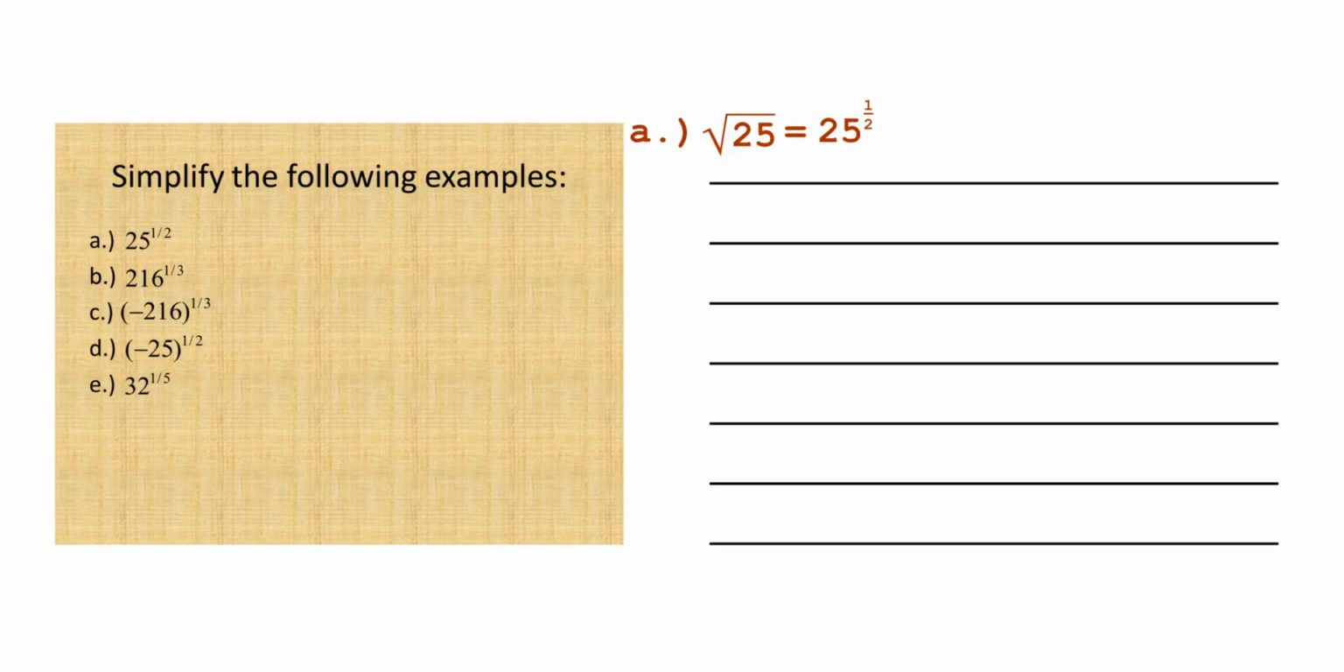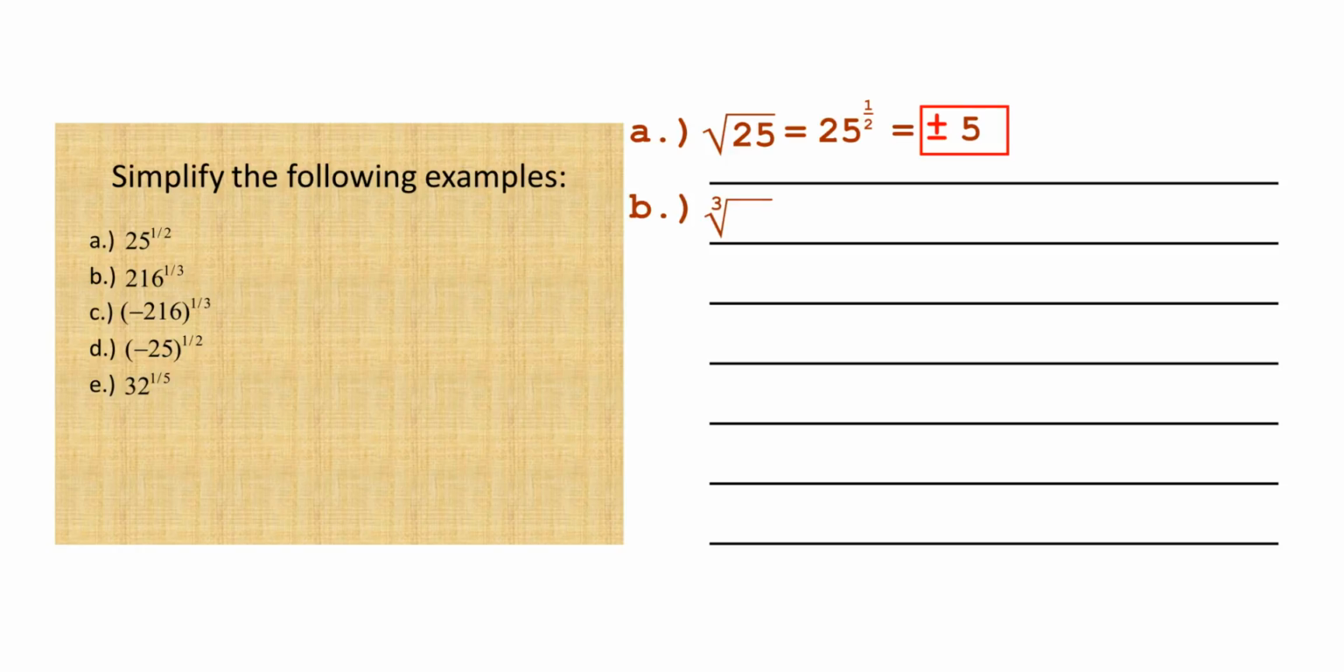Since they're equivalent, 25 to the 1/2, we ask ourselves, what number times itself 2 times will give you 25? Well, the only number would be 5, right? 5 times 5 gives us 25. And do remember, this is an even number root. So every single even number root needs a plus or minus added to that. So there's our answer, plus or minus 5.